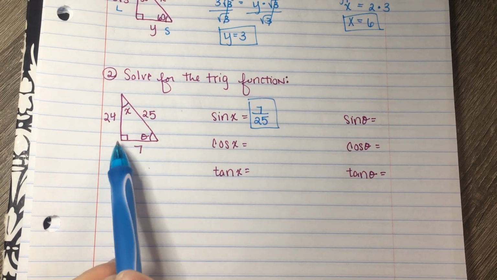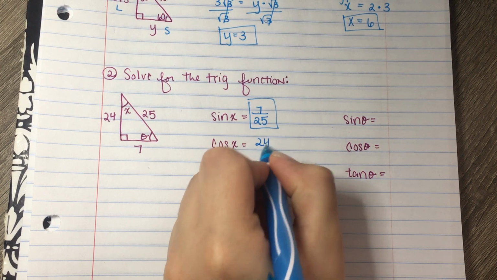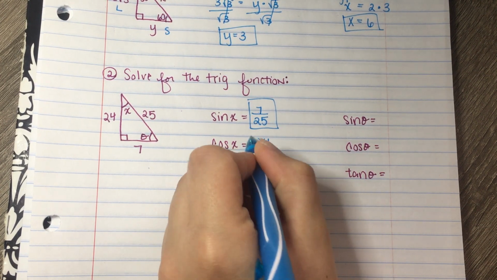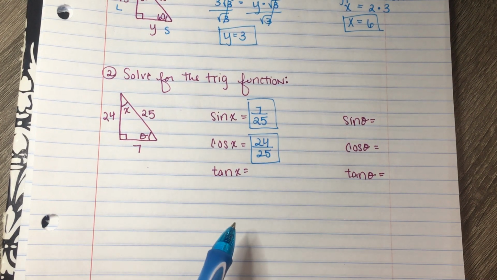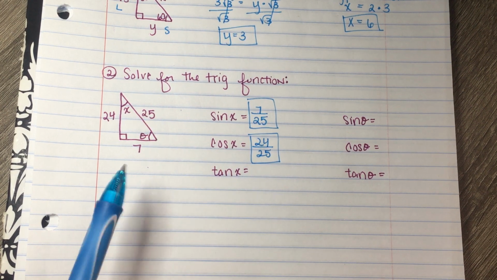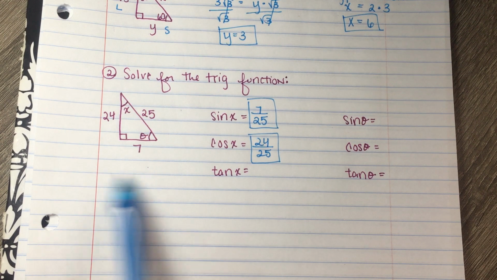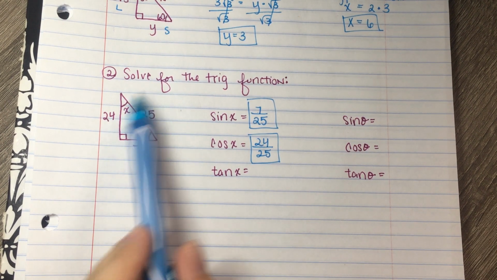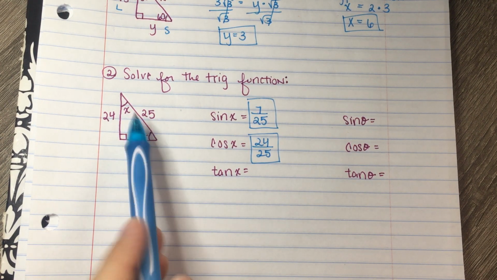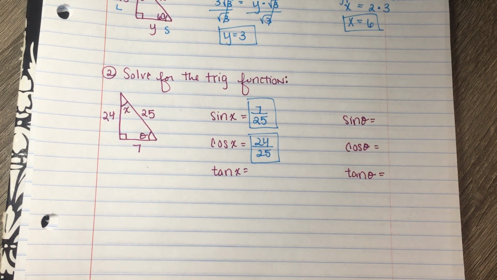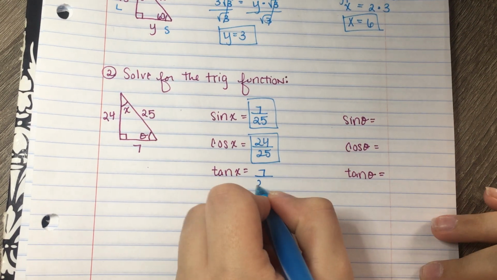Here we are with cosine. Adjacent is the leg touching the angle. So my adjacent is 24 and my hypotenuse is 25. With sine and cosine, the hypotenuse is in the denominator, and the hypotenuse is always the biggest number. So if the triangle is rotated, look for the biggest number for that hypotenuse. And now tangent, we have our opposite over adjacent, and that's going to be 7 over 24.